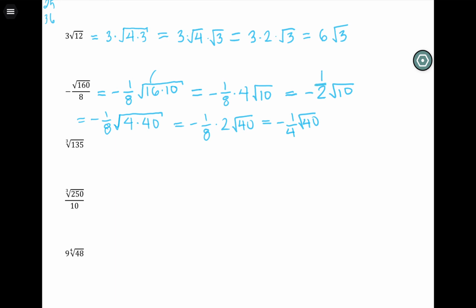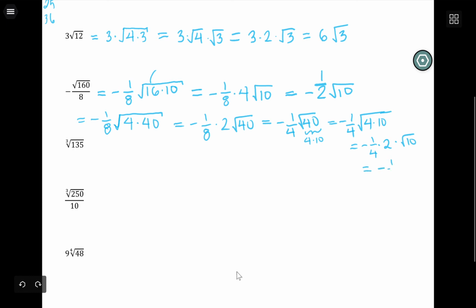Okay, so the reason that it's not matching up is because we haven't gotten all of the perfect squares. There's nothing wrong with what we just did, but 40 still has a 4 as a factor. So we can say negative 1/4 times the square root of 4 times 10, which is going to be negative 1/4 times 2 times the square root of 10, which is negative 1/2 times the square root of 10. So it should work out the same either way.